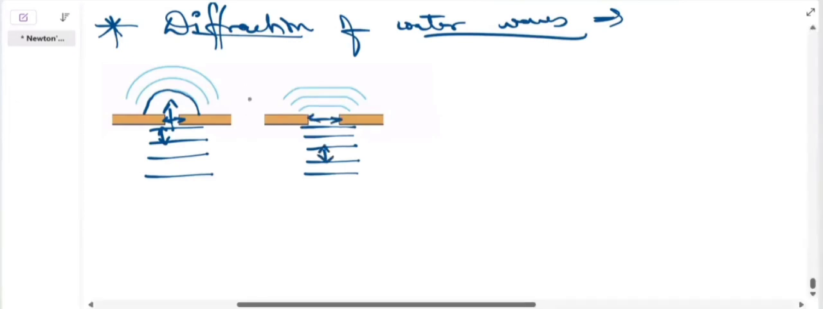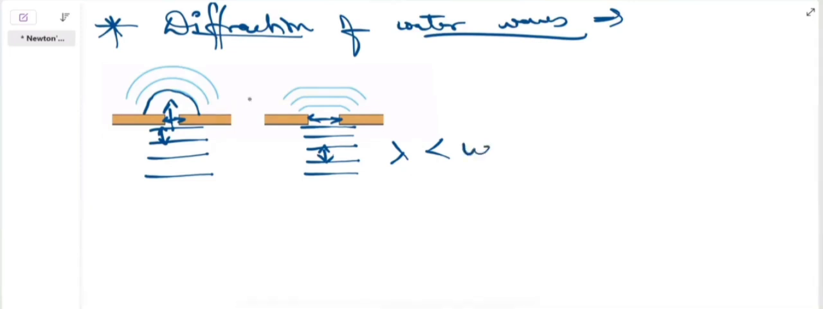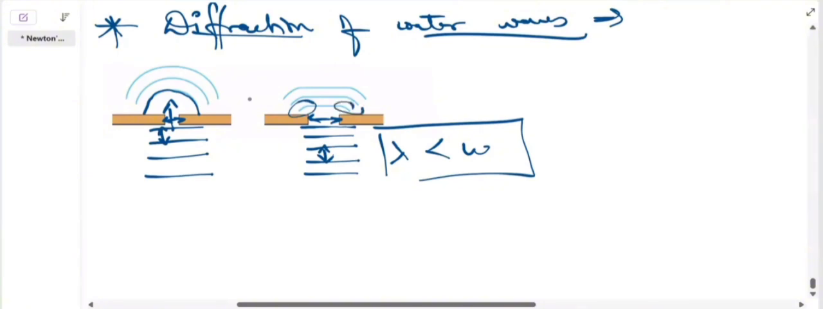But here, suppose the wavelength is like this, that is smaller in comparison to your width. Your wavelength is this, right? And it is smaller. So when your wavelength is smaller than the width of the slit, I should say, then you will see the bending only at the corners. And when the wavelength is similar to the width of the slit, you will see the maximum diffraction pattern. Understood or not? Any doubts? No, ma'am.